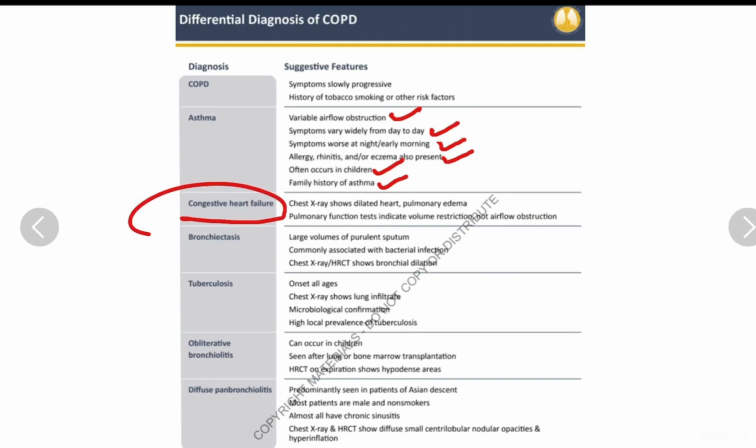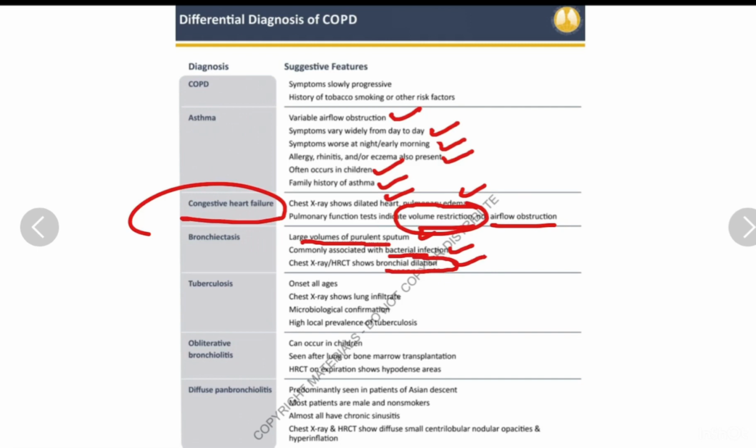Congestive heart failure could be there. They are telling us the chest X-ray shows a dilated heart and pulmonary edema will be there. Pulmonary function tests indicate volume restriction and not airflow restriction. So only volume restriction will be there in congestive heart failure. In bronchiectasis, they are telling us a large volume of purulent sputum will be there, commonly associated with bacterial infection, and bronchial dilatation will be seen on chest X-ray or HRCT.